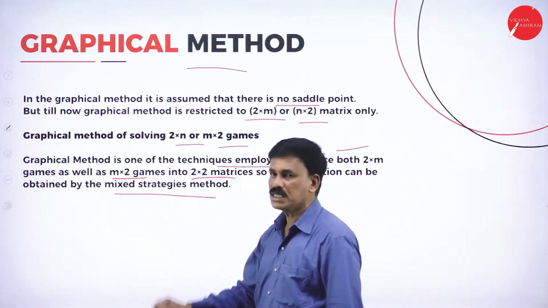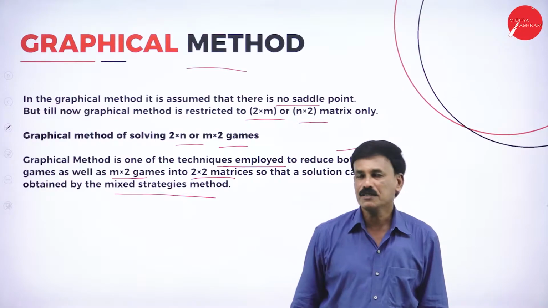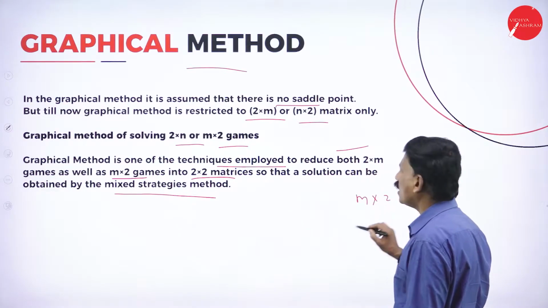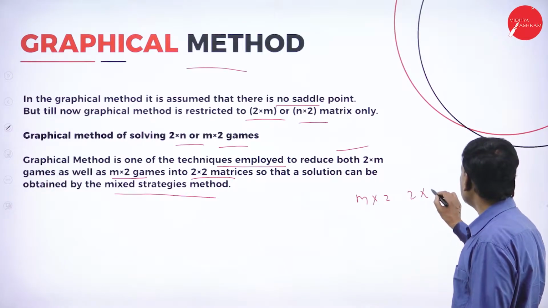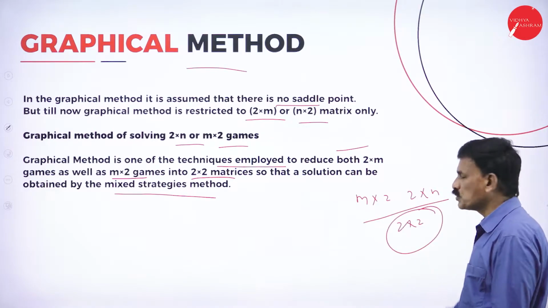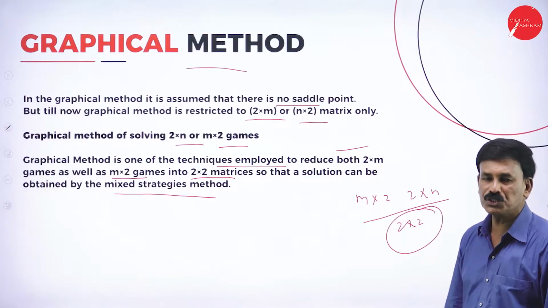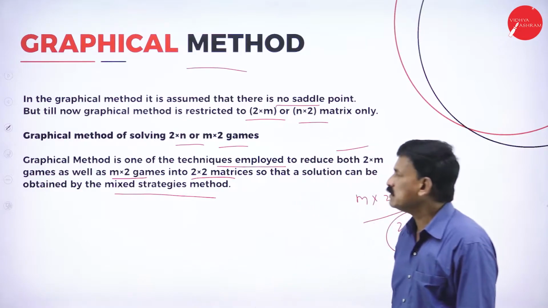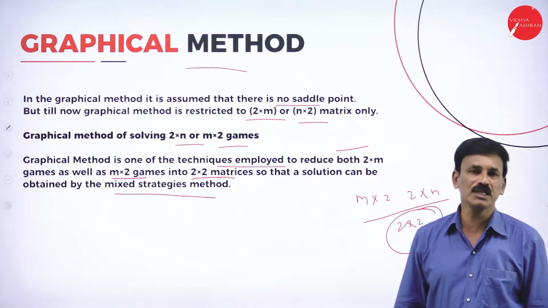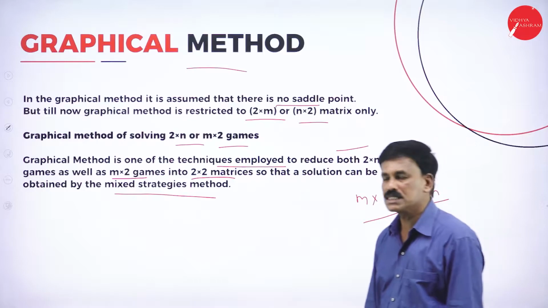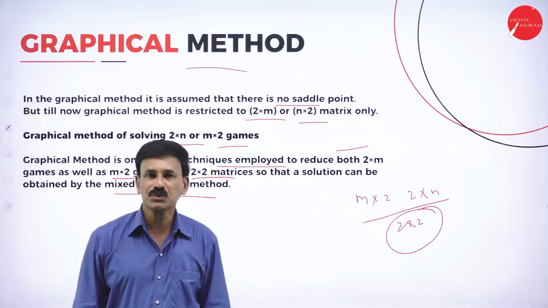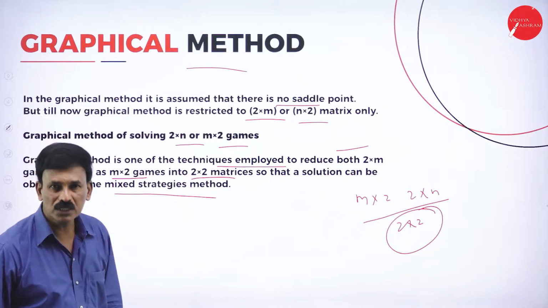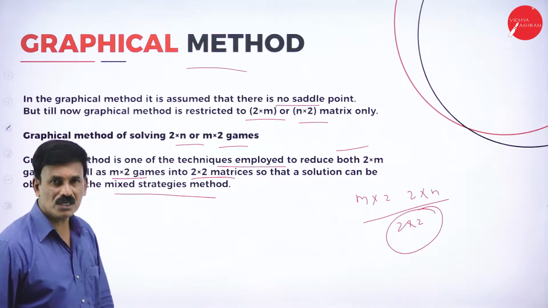By the mixed strategy, the given matrix, that is m into 2 or 2 into n, can be converted into 2 rows 2 columns, a square matrix of order 2, and this can be solved easily using the mixed strategy method. So let us come to a problem. Let me explain in detail how we are going to solve a game using the graphical method.